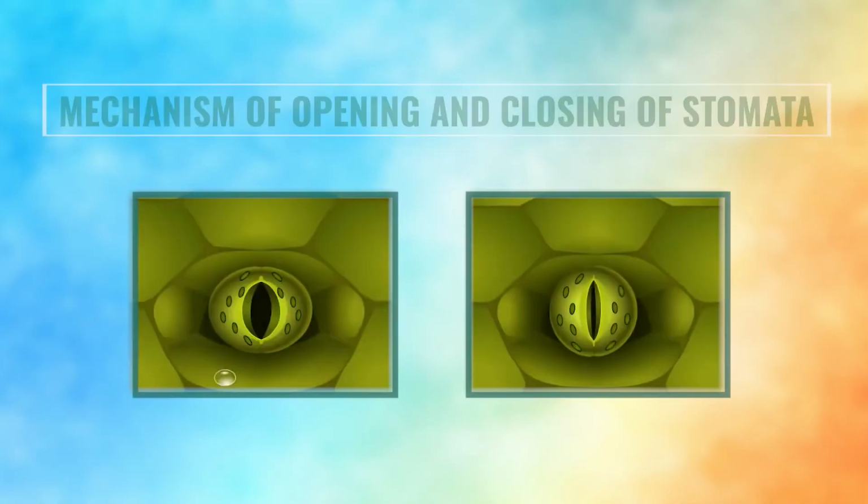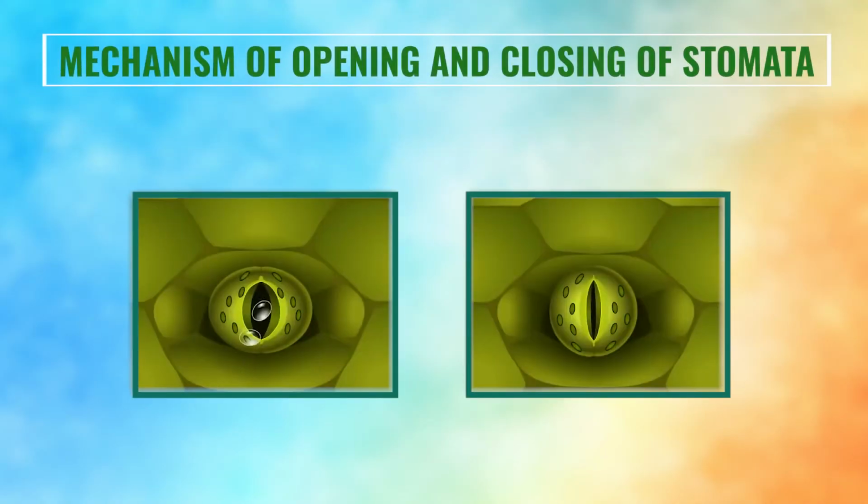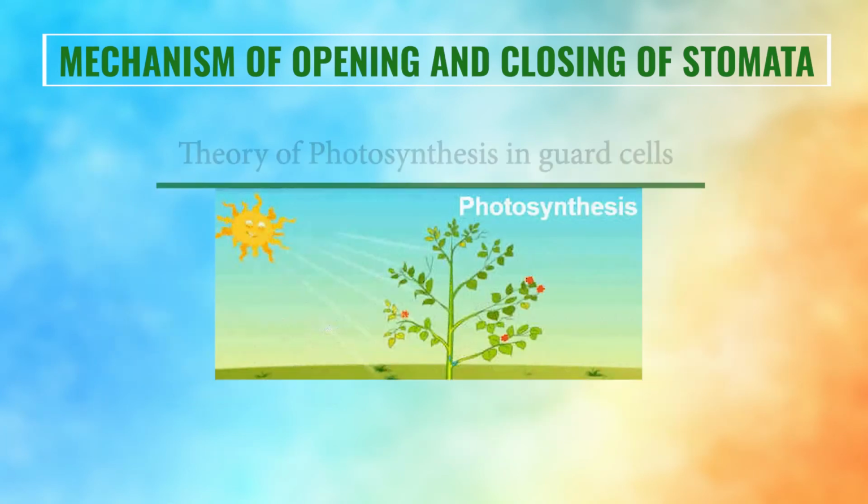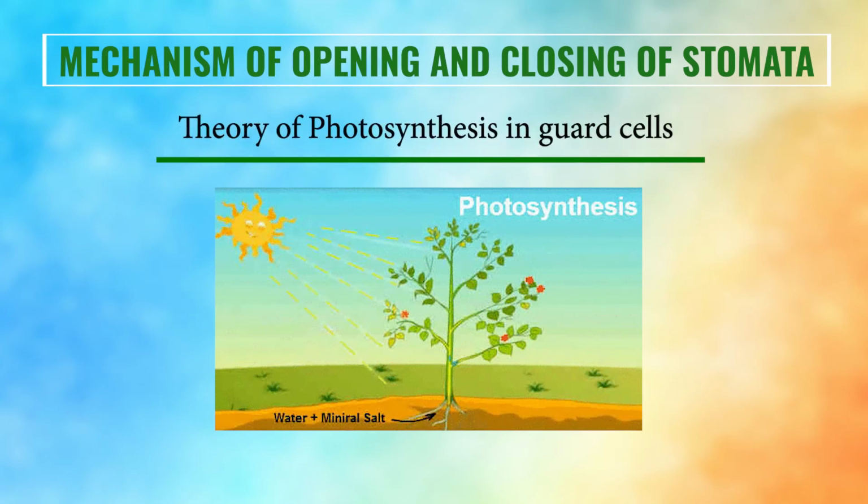Mechanism of opening and closing of stomata. The opening and closing of stomata depends upon the change in the turgidity of their guard cells. Different theories have been proposed by different scientists to explain the changes in the turgidity of the guard cells. First, theory of photosynthesis in guard cell.